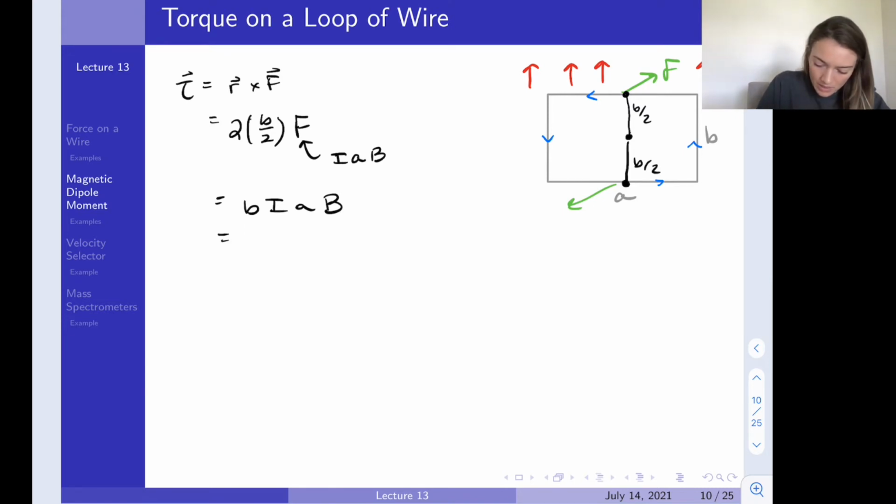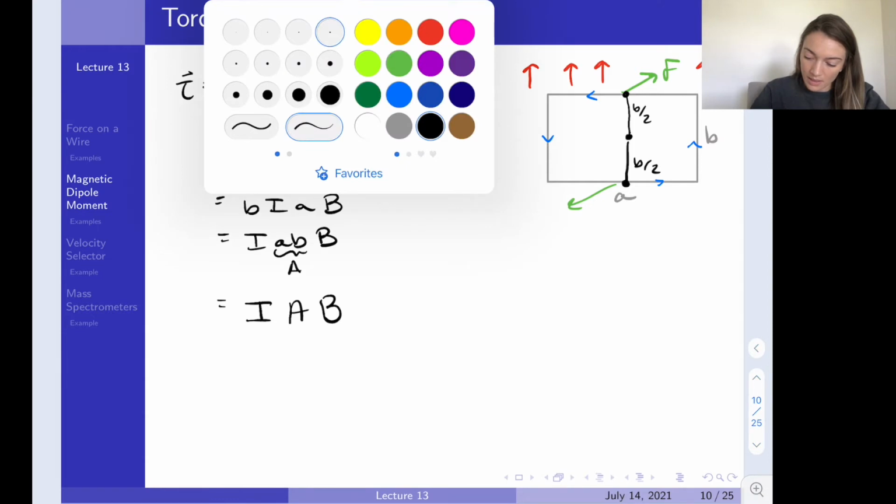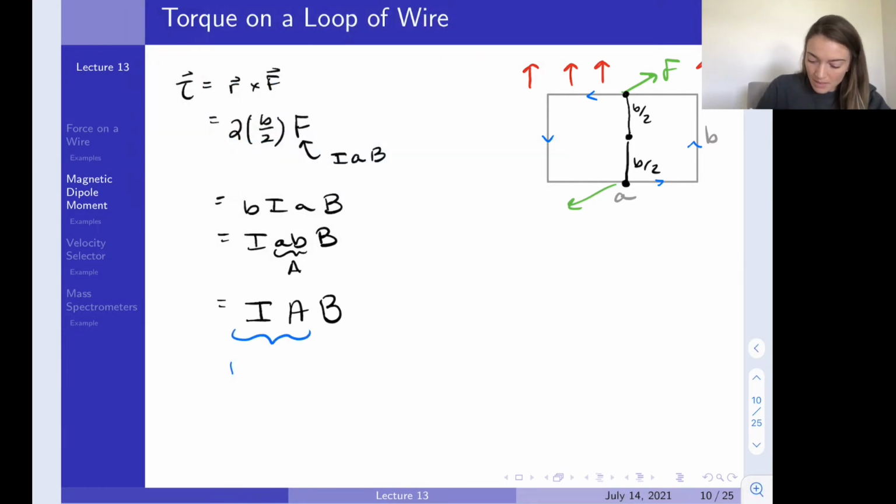Let me rewrite this a little bit. We've got I, A times B times the magnetic field. Now, A times B I can rewrite as the area of my loop, right? Because A times B is just the entire area of this wire loop. So I'm going to rewrite this as just the area. Then I can rewrite my total torque on this wire loop as just the current through the loop times the area of the loop times that external magnetic field. Now this actually has a name, so this is something we're going to be using quite a bit. This is the magnetic dipole moment.